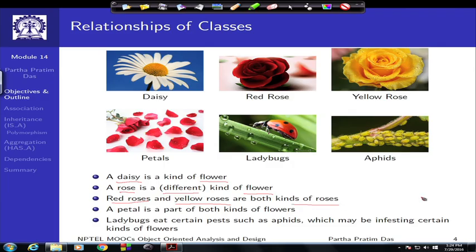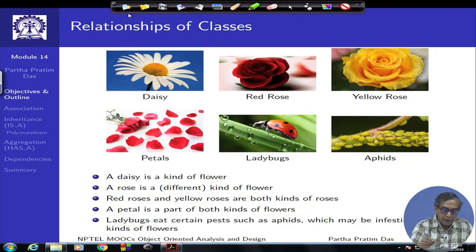So, you can just look at the pictures for reference as to how these similarities or relationships exist. Petal is a part of both kinds of flowers, be it daisy or be it rose, petals are part of them. Ladybugs eat certain pests, the most typical one being aphids, and save the plant. So, this is a kind of real world scenario that we are trying to model, that we are trying to represent.